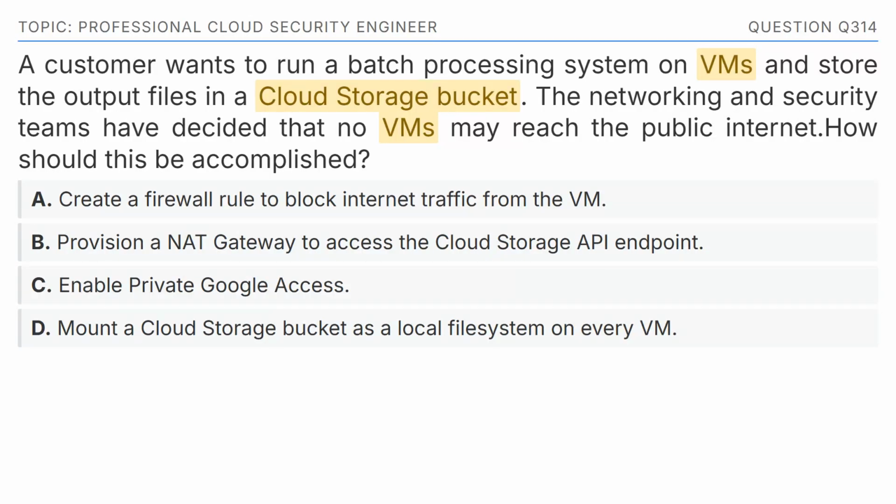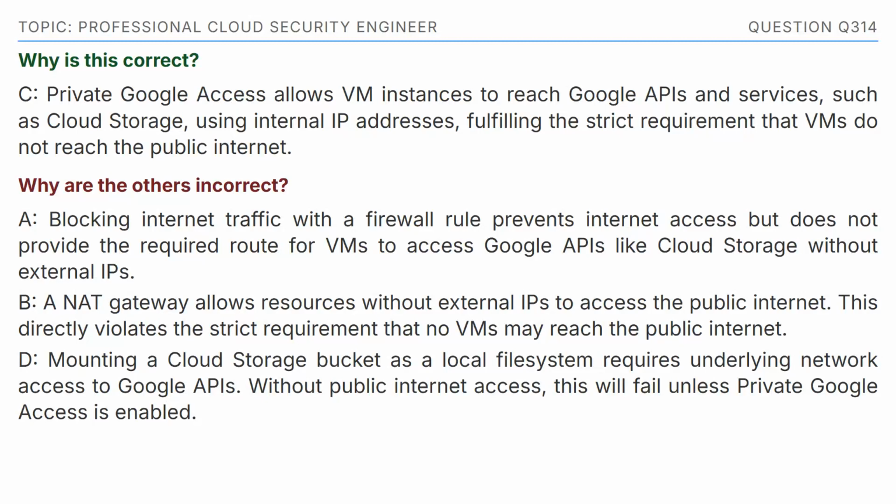To arrive at the correct answer, we focus on the keywords: VMs, cloud storage bucket. No VMs may reach the public internet. The correct answer is option C, enable private Google access. Why is this correct? C. Private Google access allows VM instances to reach Google APIs and services, such as cloud storage, using internal IP addresses, fulfilling the strict requirement that VMs do not reach the public internet.